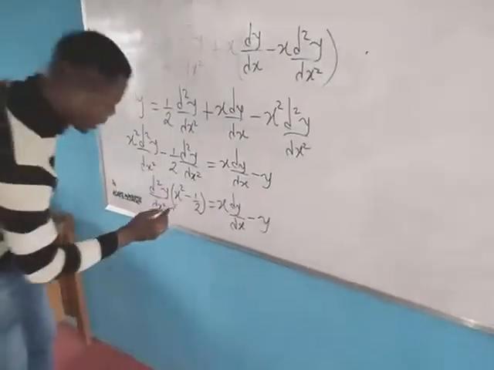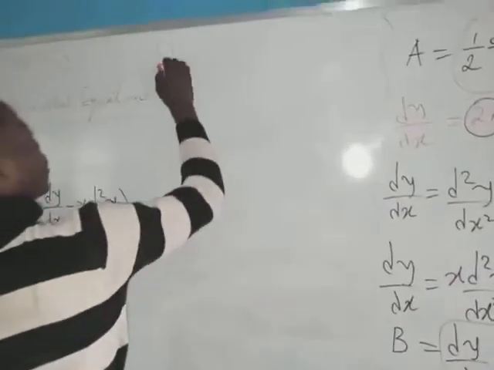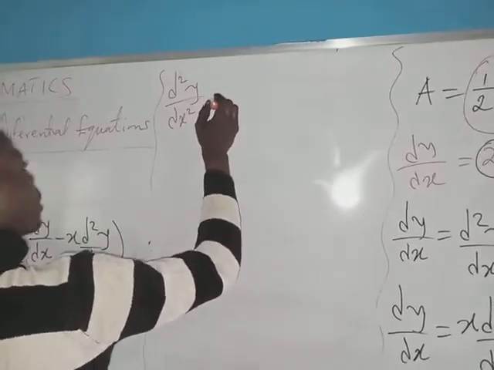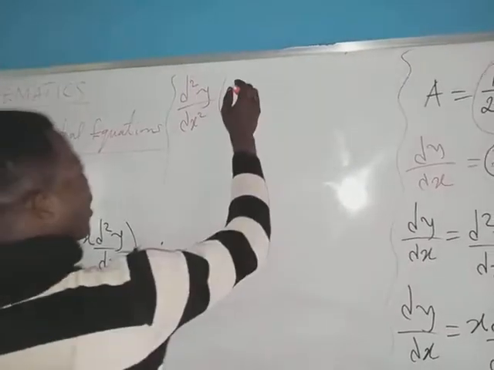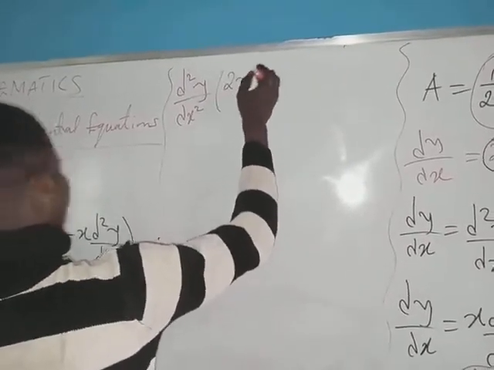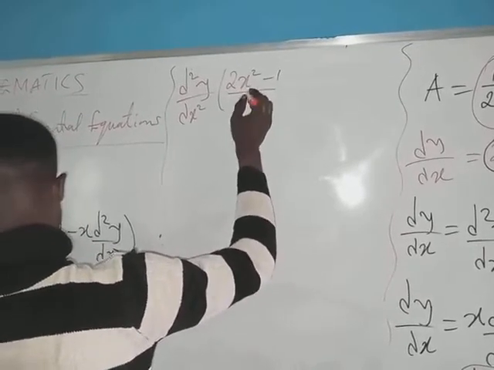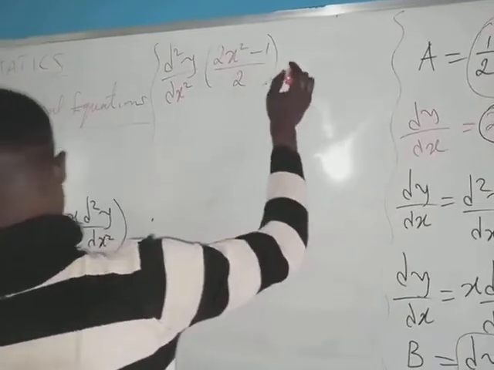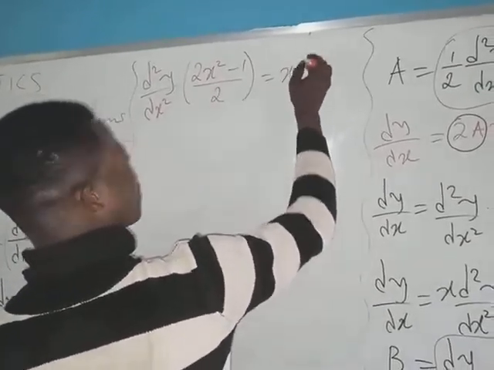So we have to find the LCM of this. So this will be d²y/dx², then into 2x² minus 1 all over 2, equal to x dy/dx minus y.